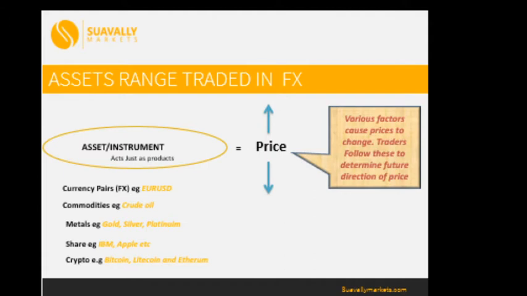All right, so you can see here that various factors cause prices to change. Traders follow these to determine the future direction of price and place trades in line. So these are the asset ranges. When you say you're trading FX, these are the things that you're going to be trading. You're going to be trading currencies, commodities, metals, shares, and the likes.